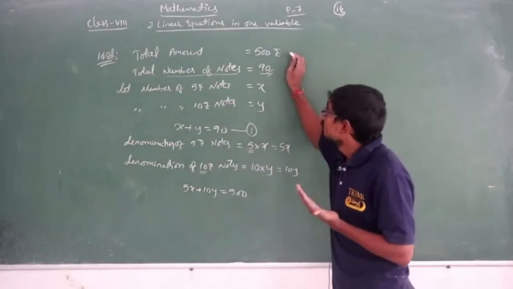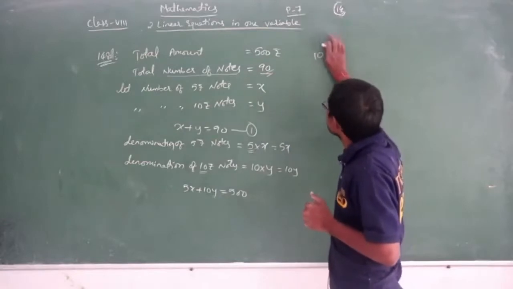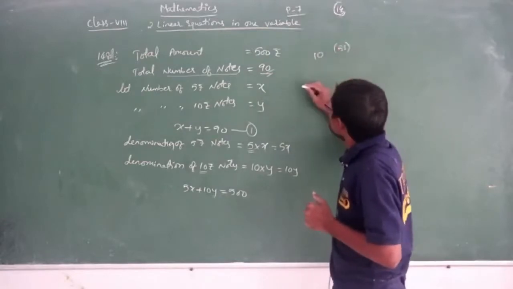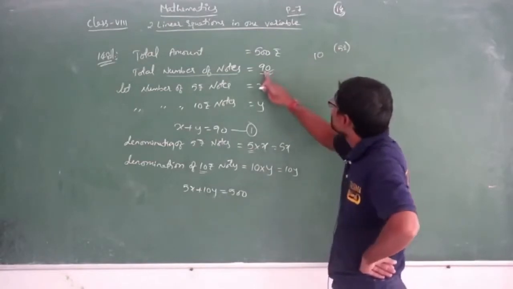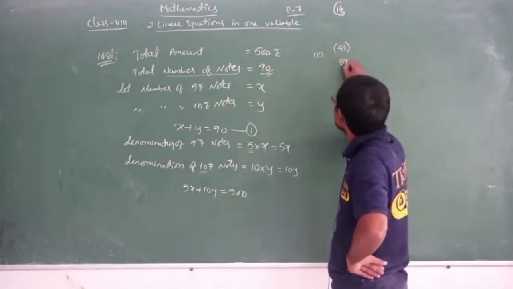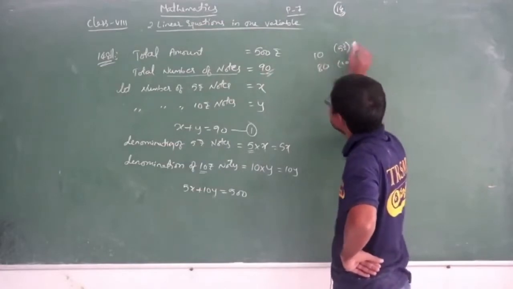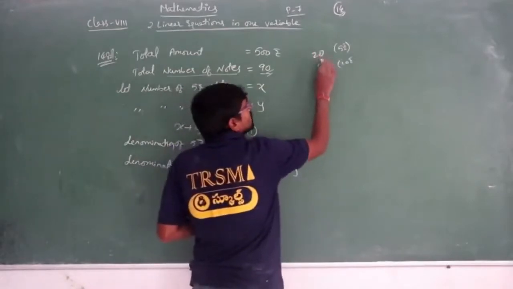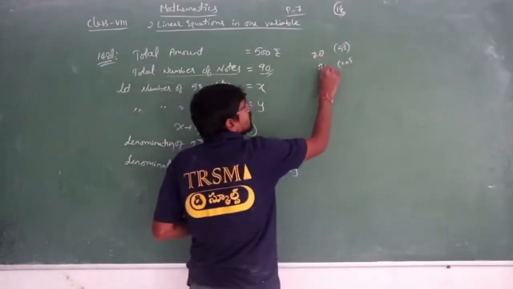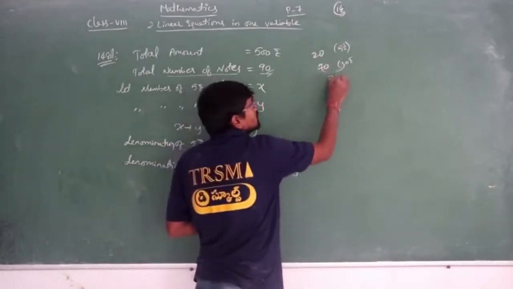So if I take 10 5 rupees notes, then how many 10 rupees notes will be there? 90 minus 10, that is 80, isn't it? 80 10 rupees notes will be there. Understood? So if I take 25 rupees notes, it means that we will be having 70 10 rupees notes. You can see the denomination, 7 tens are 70.